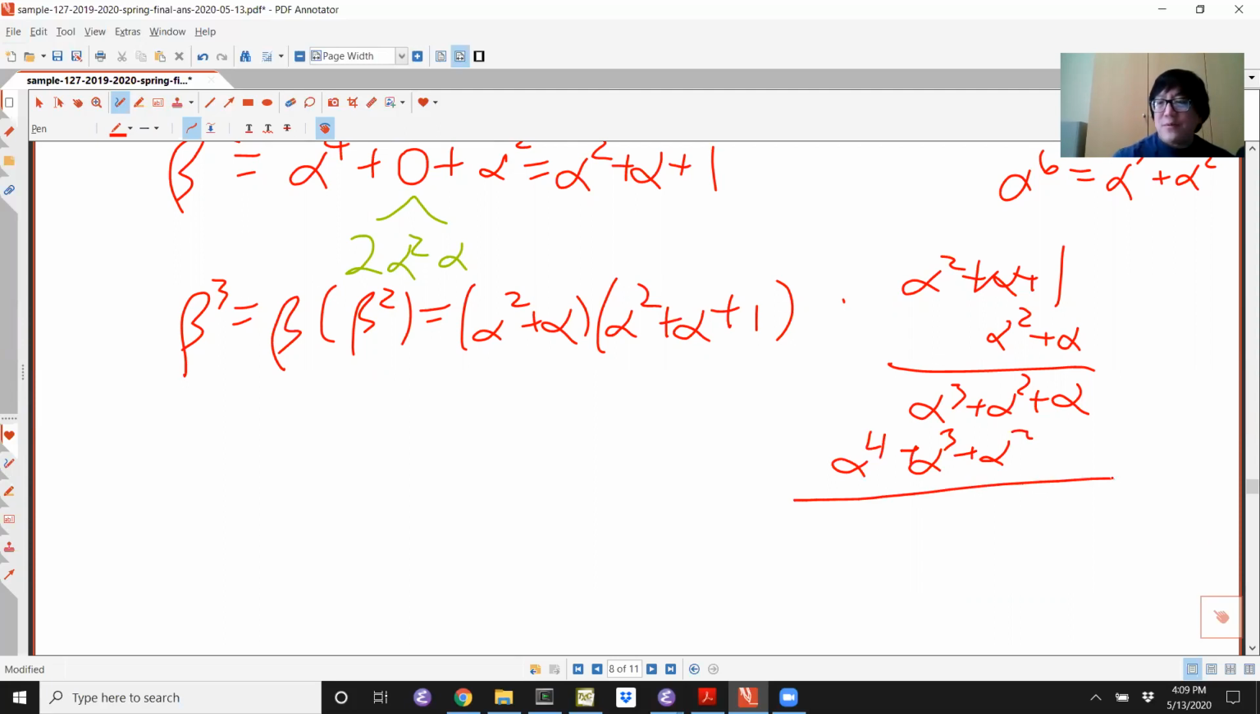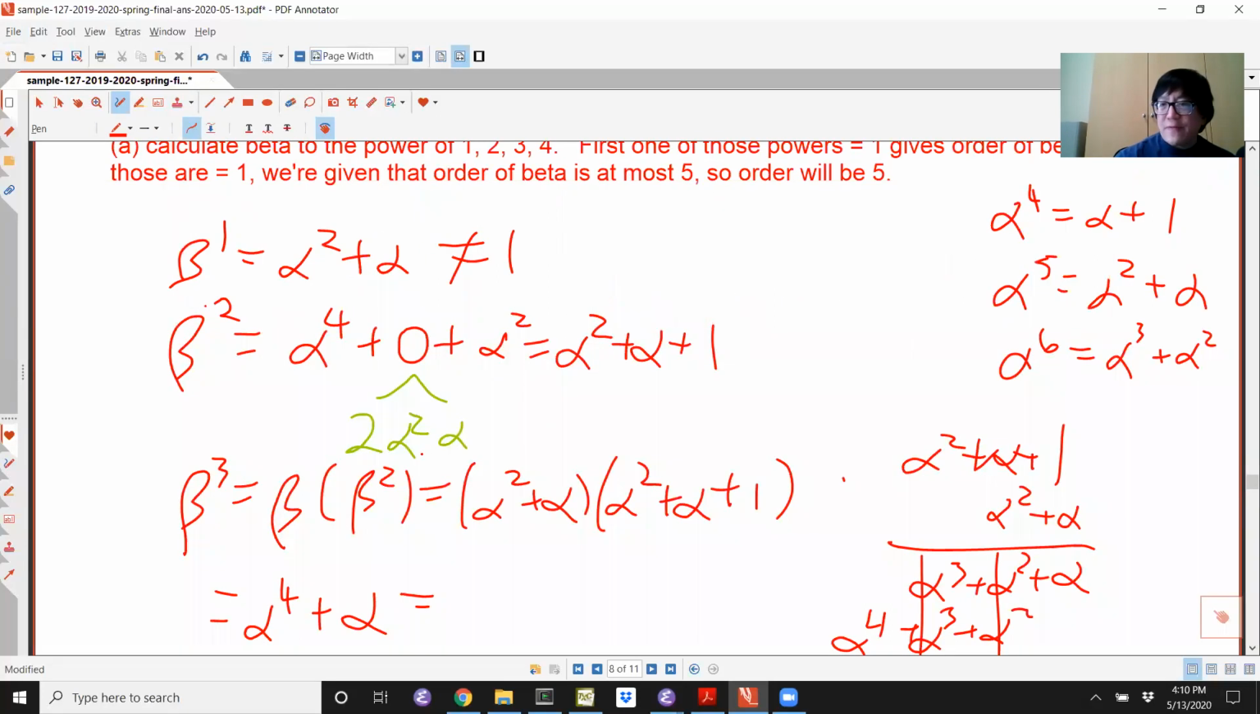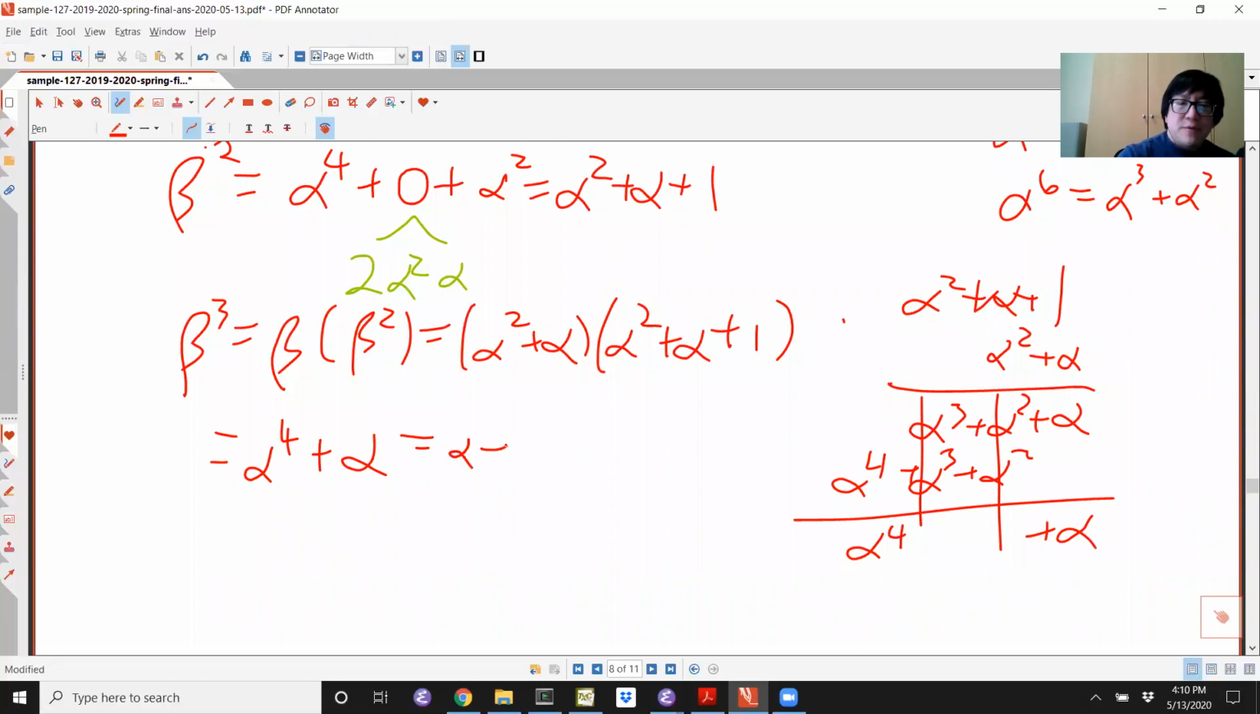All right, so that's alpha squared plus alpha plus 1 times alpha squared plus alpha. And then thankfully, these things cancel out, because there's 2 of them. We're left with alpha to the 4th plus alpha, which is equal to, well, alpha to the 4th is alpha plus 1, plus alpha. Oh, hey, that's 1.